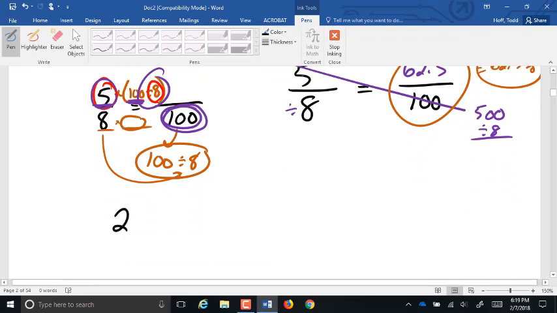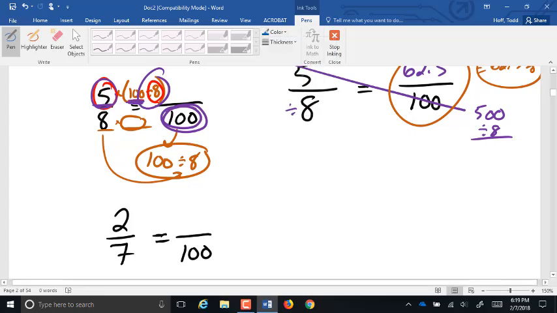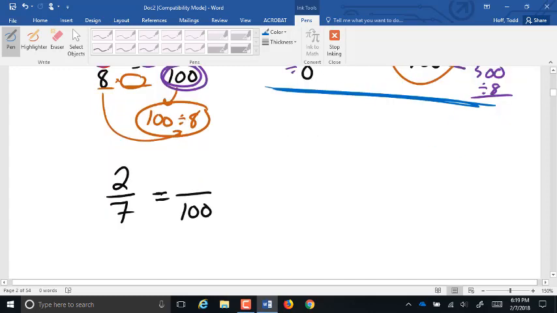We might have 2/7. If we want to turn that into a percent, it is out of 100. This one's really tough. We wouldn't be able to look at it and figure out what do you multiply 7 by to make 100. But we can use this shortcut, cross multiply and divide.